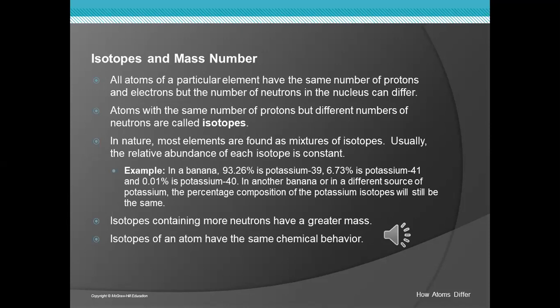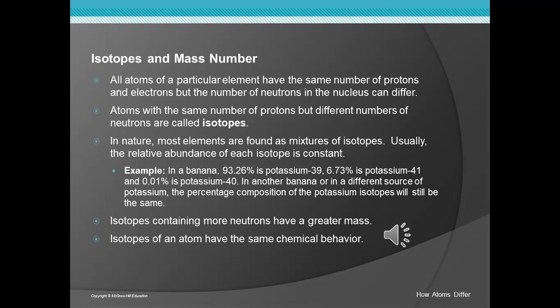Usually, the relative abundance of each isotope is constant. Example, in a banana, 93.26% is potassium 39, 6.73% is potassium 41, and 0.01% is potassium 40. In another banana or in a different source of potassium, the percentage composition of the potassium isotopes will still be the same. Isotopes containing more neutrons have a greater mass. Isotopes of an atom have the same chemical behavior.